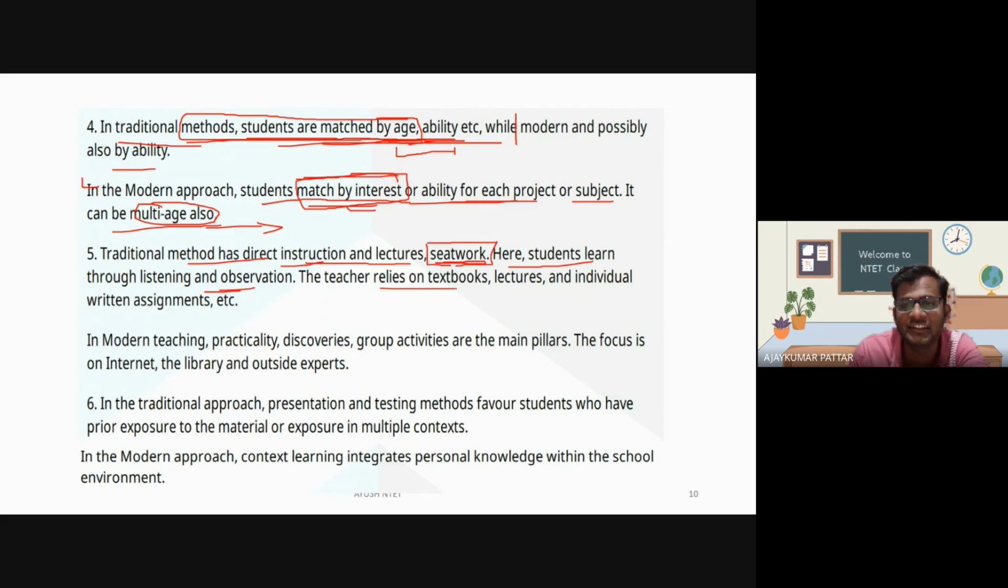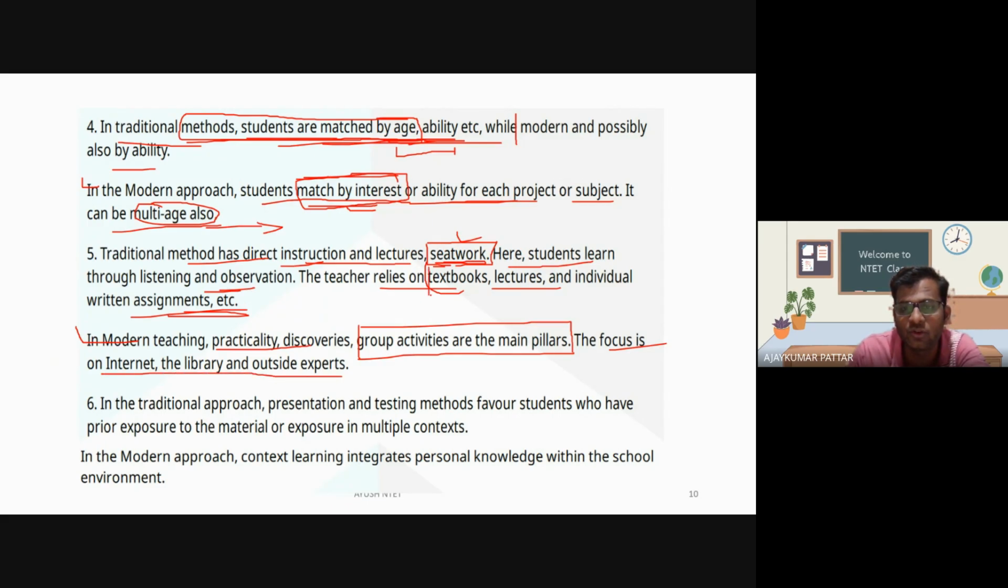The teacher relies on textbooks, lectures and individual written assignments. The teacher would refer to the textbook and depend on some lectures and assignments. But in modern teaching, practically the things should be discovered. Group activities are the main pillars. Here seat work was given to individuals, but in the modern method they focus more on group activities. And the focus is on the internet, library and outside experts.